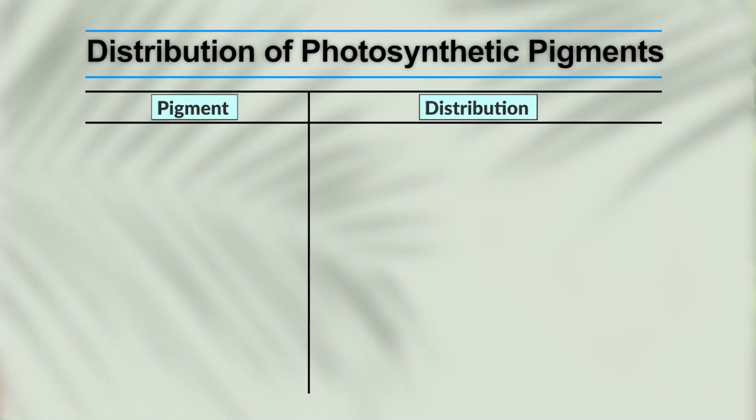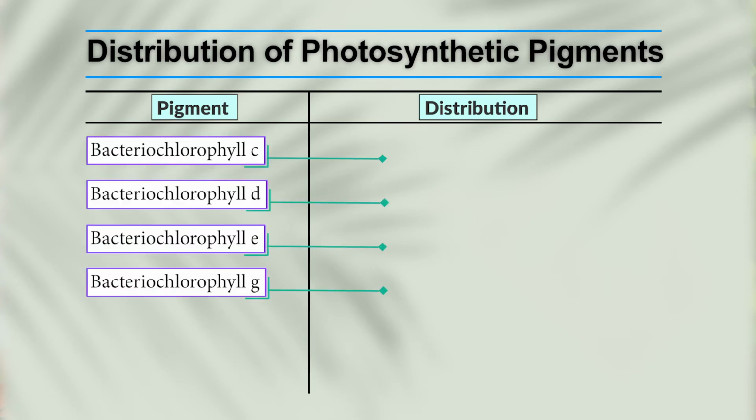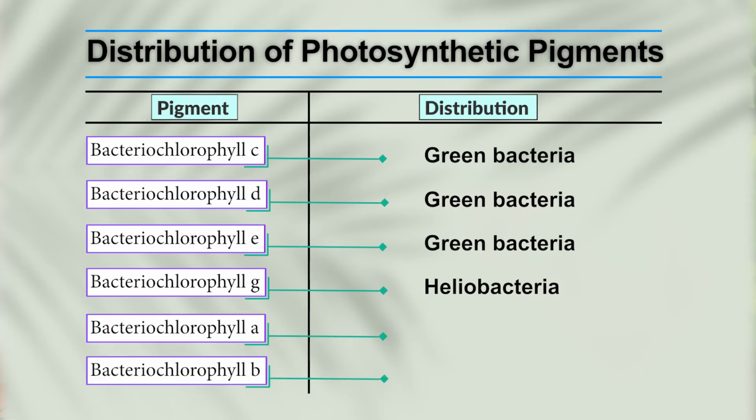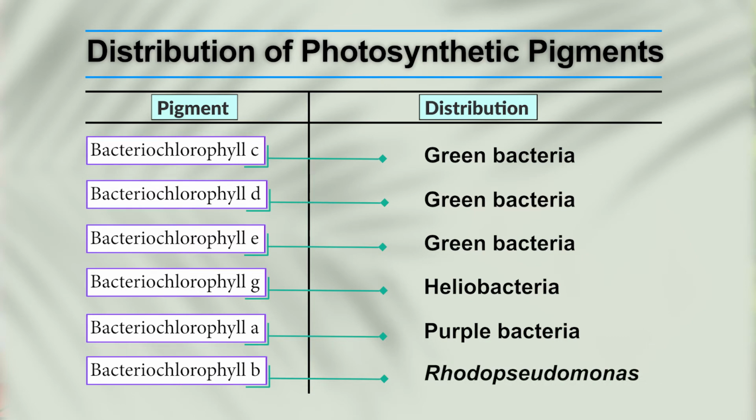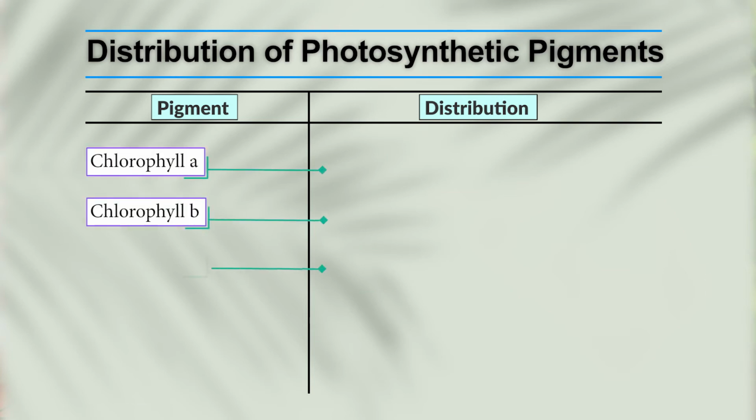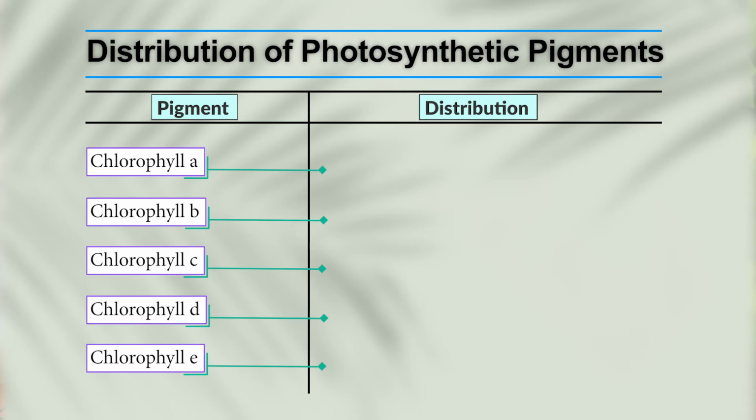Now, when I say bacterial pigments, of course it is bacteriochlorophyll C, bacteriochlorophyll D, E and G. Mostly it is C, D, E present in different green bacteria, but bacteriochlorophyll G is present in heliobacteria, which make them survive in high intensity of light. But when you talk about bacteriochlorophyll A and B, bacteriochlorophyll A is present in purple bacteria, but bacteriochlorophyll B is present in Rhodopseudomonas and other forms of green bacteria. But when we come to higher plants, there are chlorophyll A, B, C, D and E.